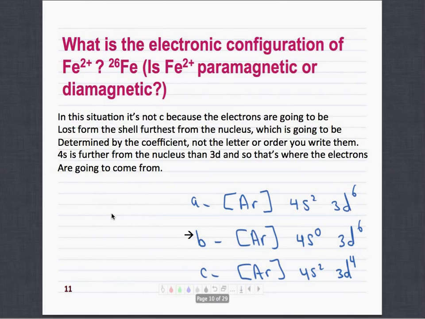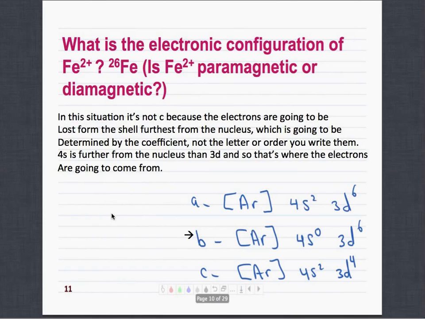And this is why some books put the 3d before the 4s, because they think it's going to make it easier for you to understand that you're going to lose electrons from the 4s rather than 3d. So you fill 4s before 3d when you're writing the electronic configuration. When transition metals lose electrons, they lose them from 4s rather than the 3d. Does that make sense? You have to keep that in mind, okay?